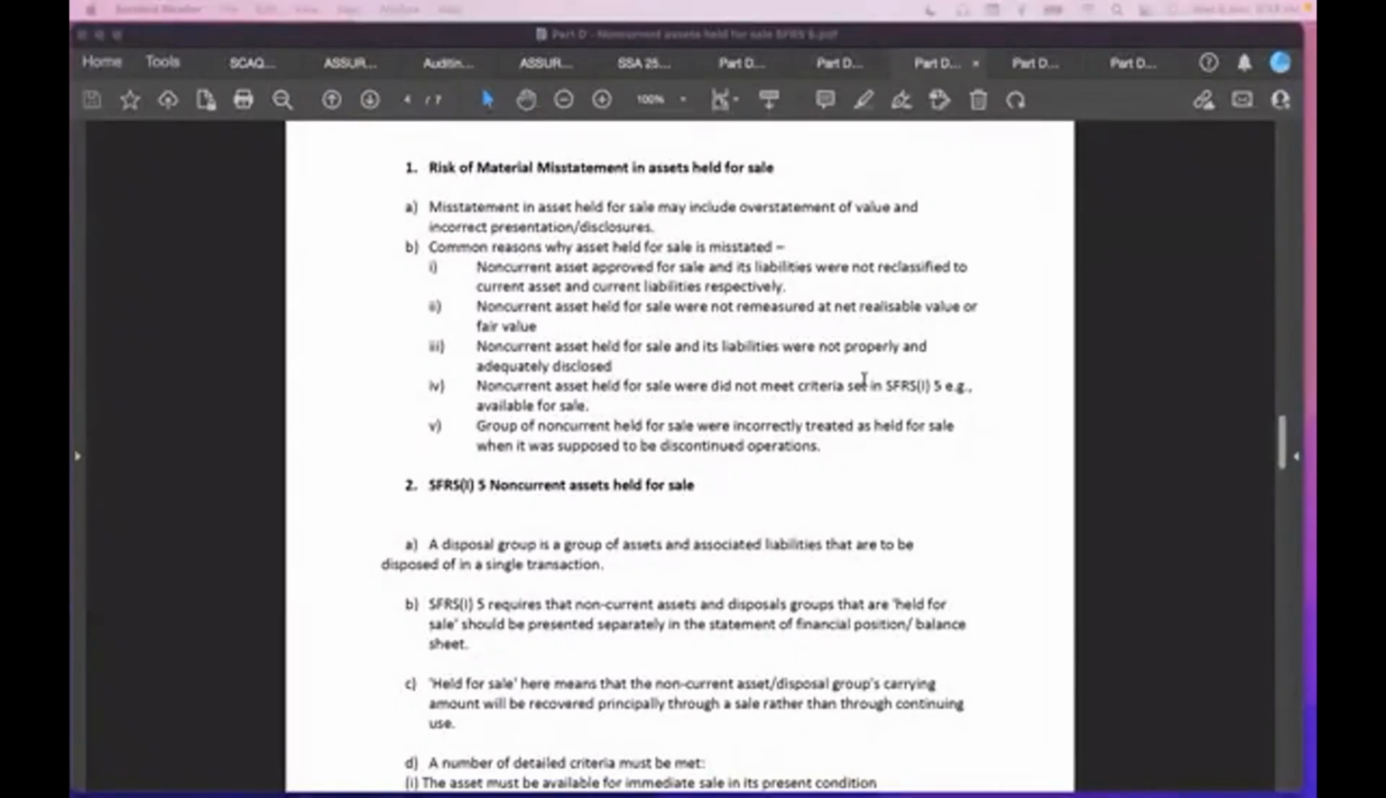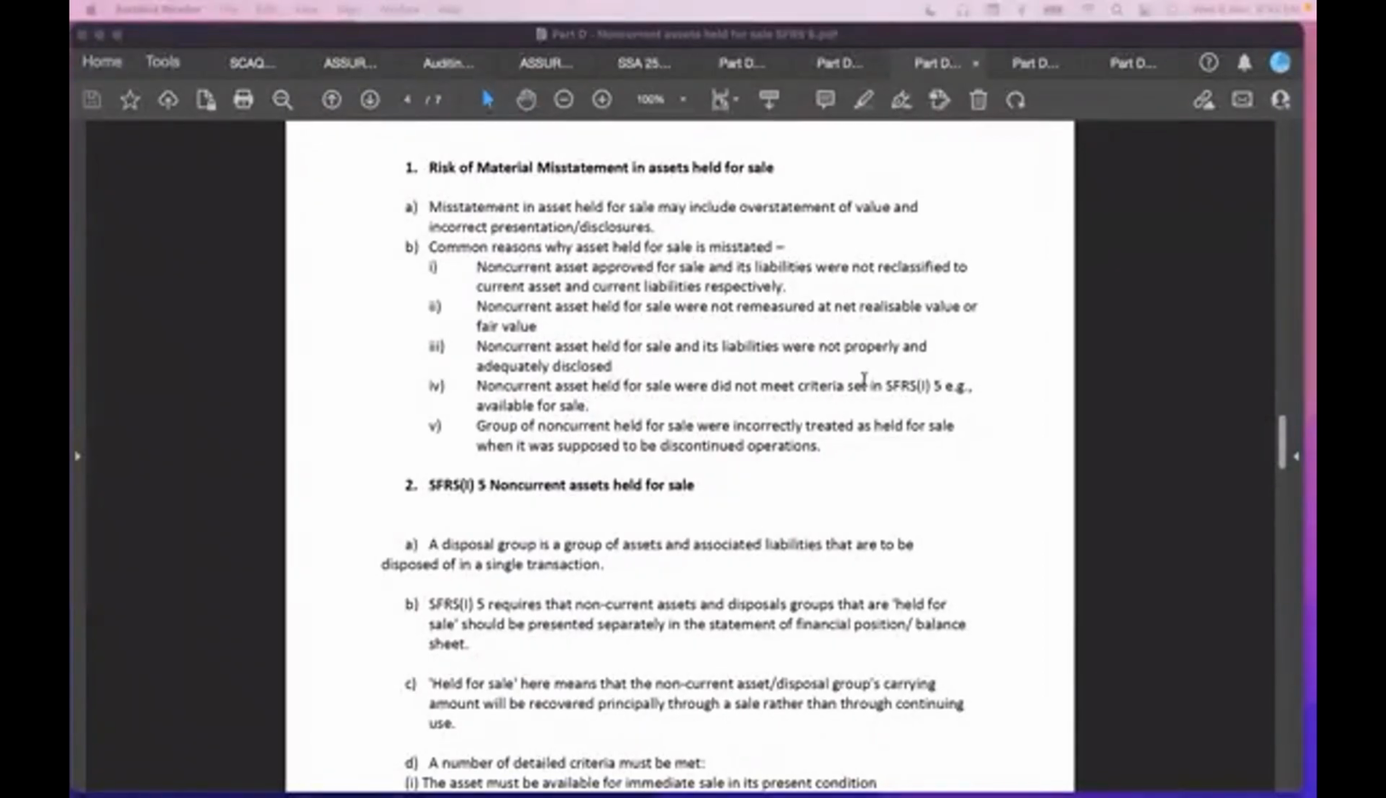However, this standard sometimes is not properly observed, and this could be the reason. Sometimes it could be overstated because when you reclassify to current asset, which is expected to be done, they actually expect them to be revised to fair value or net realizable value, which sometimes is not done. Some of them totally forgot about SFRS International 1-5. So they did reclassify, but they only inform you when it's disposed. So this is also one of the areas that accountants do not observe.